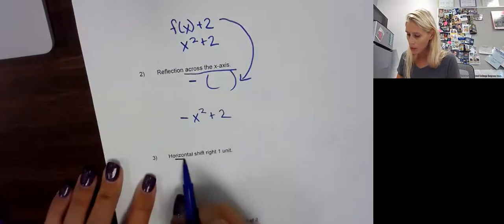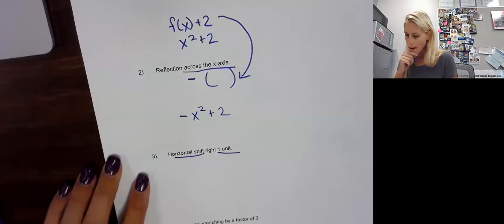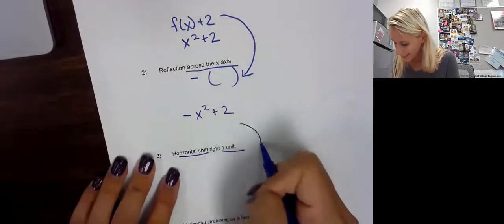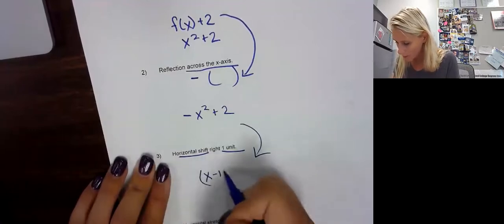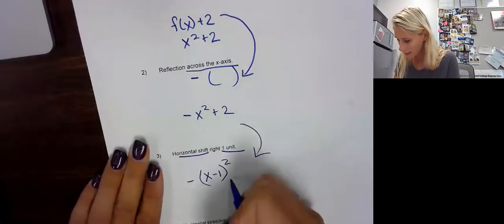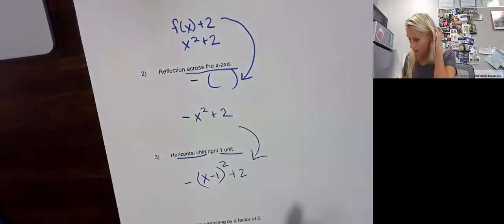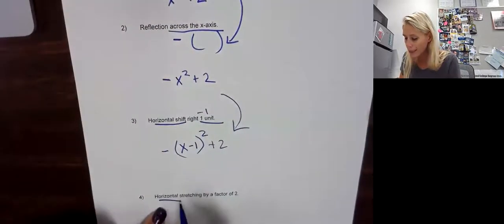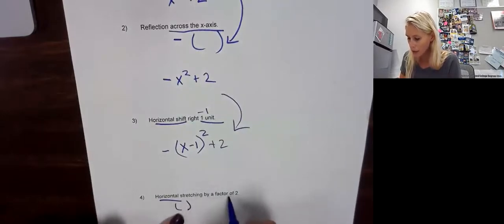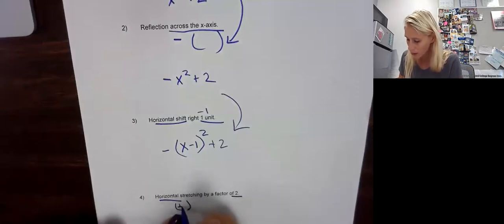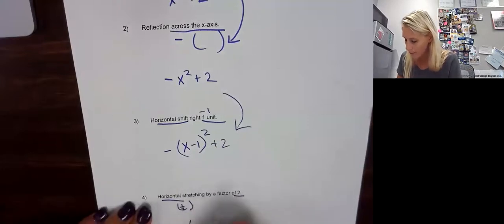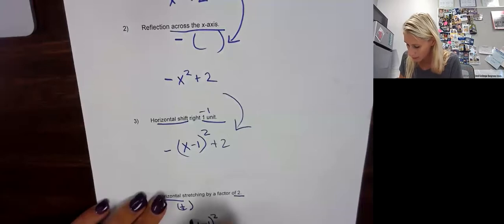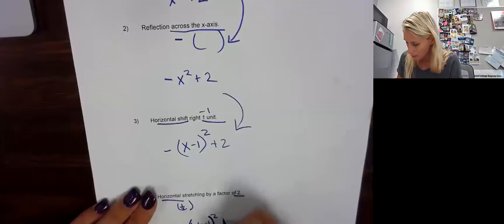Okay, then we're going to do a horizontal shift, not up, I meant right. So remember that's on the inside. So I'm going to have this x minus 1 squared. You still have that negative on the outside, plus 2. Because right means a minus 1 on the inside. And then we're going to do a horizontal stretch. Horizontal means on the inside, guys, inside. And it's a factor of 2. So that means I have to do the reciprocal, which is 1/2. So I have negative x minus 1 squared. Oh, I forgot the 1/2, guys. Crazy me. Okay, and then plus 2.